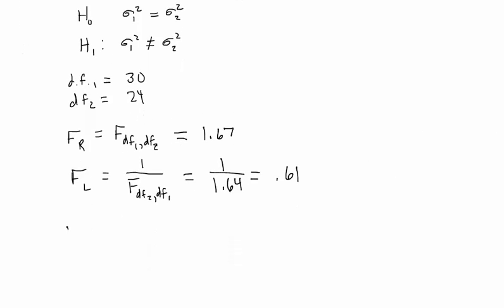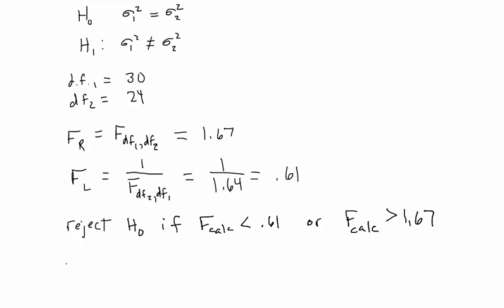So for this value, we found 1.67. And for this critical value, we found 1 divided by 1.64, which is equal to 0.61. So we're going to reject H naught if FCalc is less than 0.61 or FCalc is greater than 1.67. And now we need to find our FCalc.